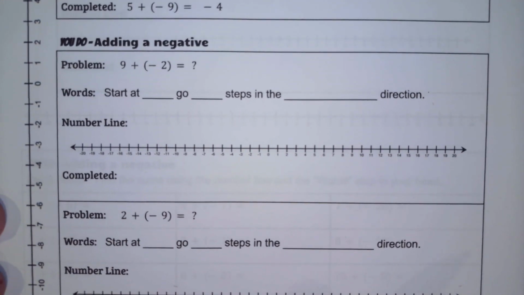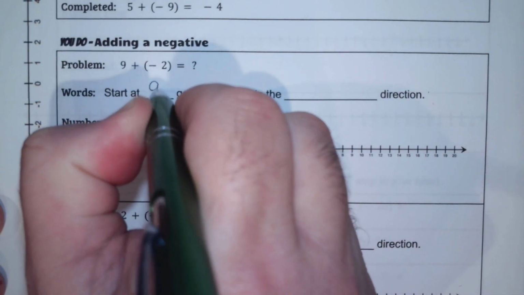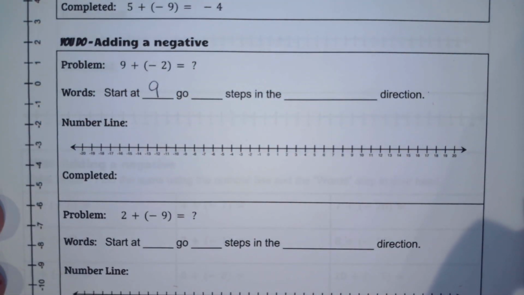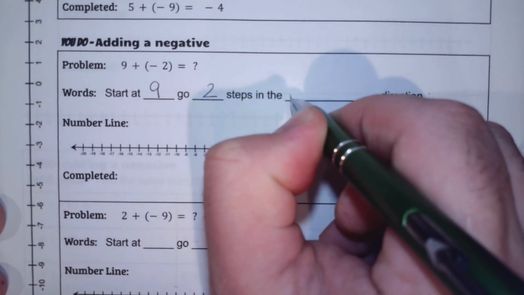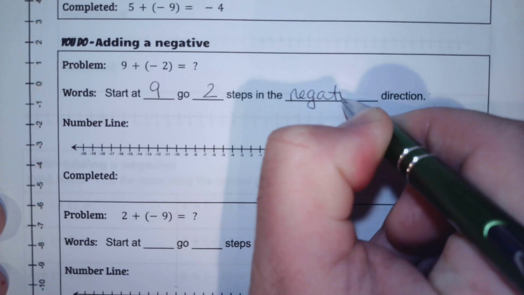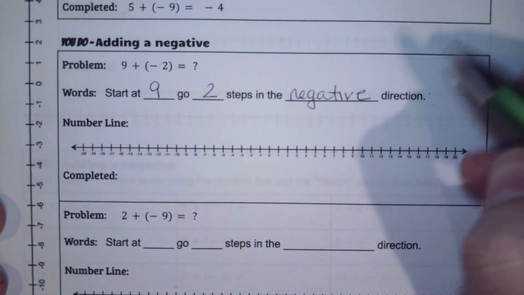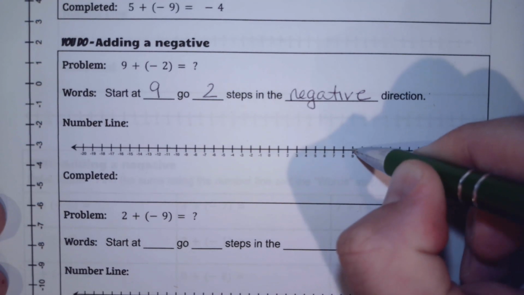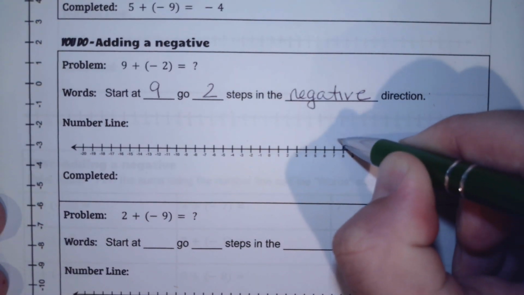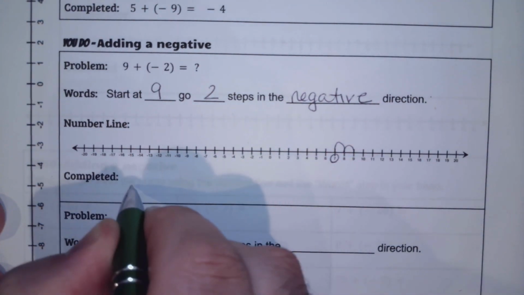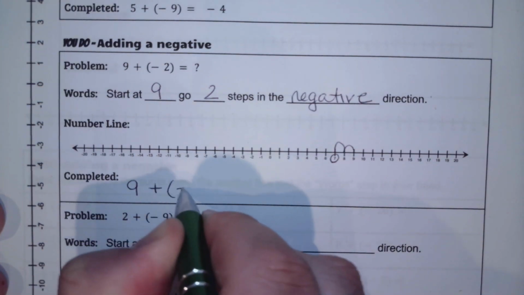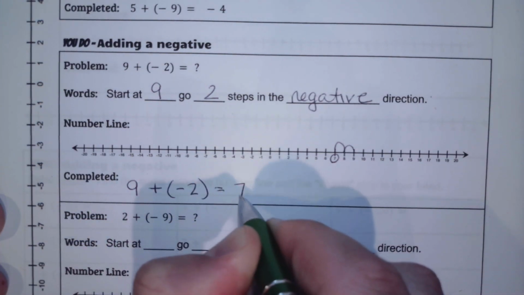Let's do the next two together. So for 9 plus -2, we start at 9. Go how many steps? Go 2 steps, and in which direction? In the negative direction. Okay, so find 9 on the number line, and then 2 steps in the negative direction. So 9 plus -2 is 7.